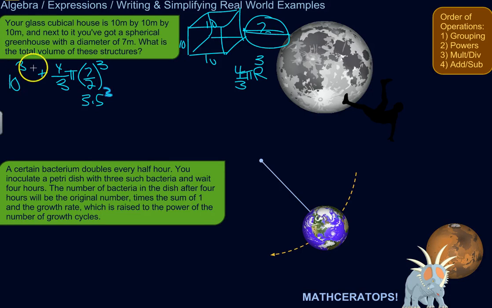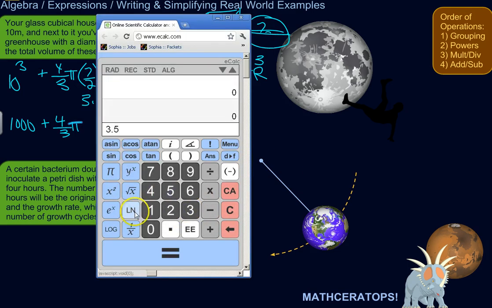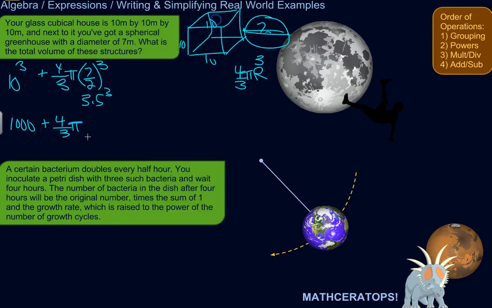10 cubed is a 1 with 3 zeros. It's 1,000. So it's 10 times 10 times 10, plus 4/3 pi, just rewriting what we're not modifying yet. And then 3.5 cubed, I don't know, so I'm going to grab the calculator. 3.5 raised to the power of 3 is 42.875. Alright, so we took care of the grouping, we took care of powers.